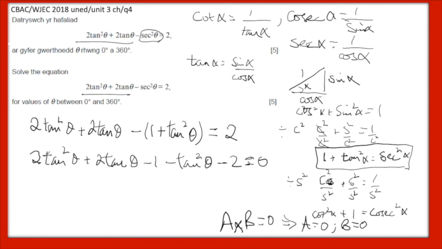2 tan squared, take away tan squared, gives me tan squared theta plus 2 tan theta minus 3 is equal to 0.